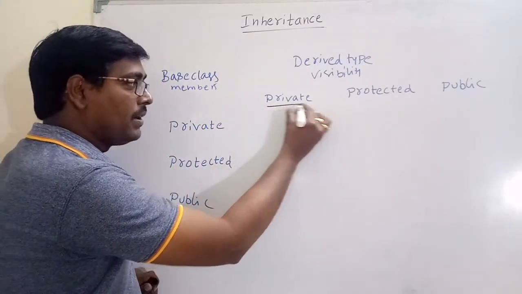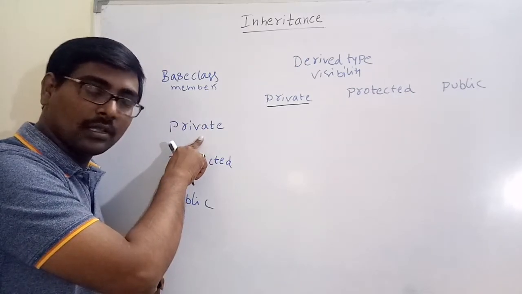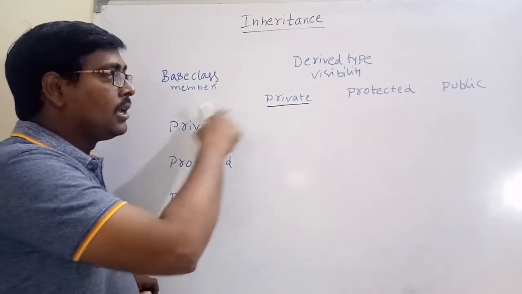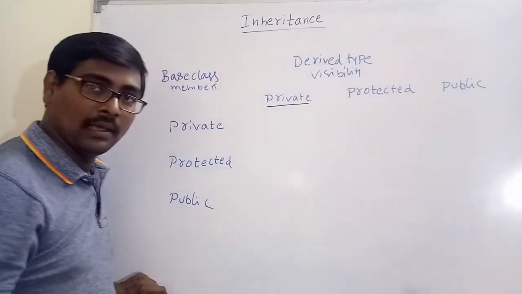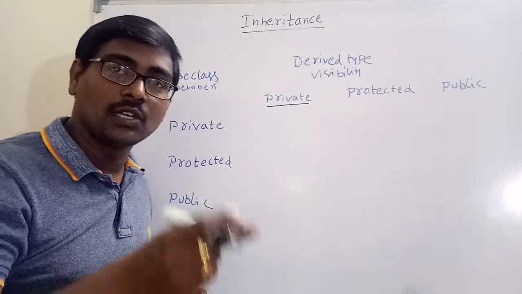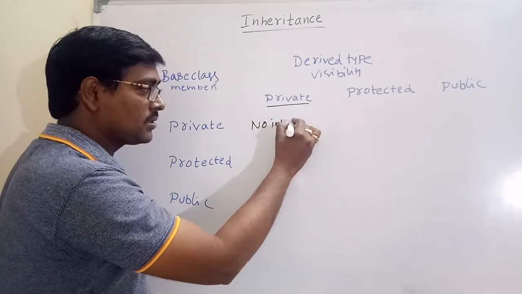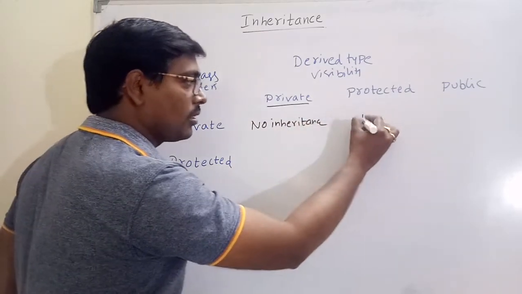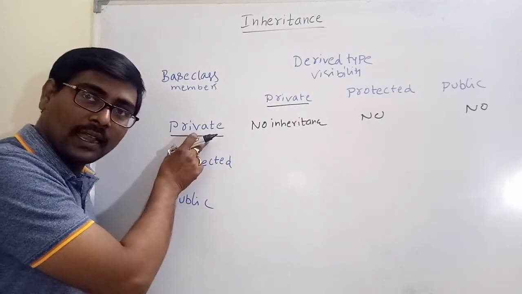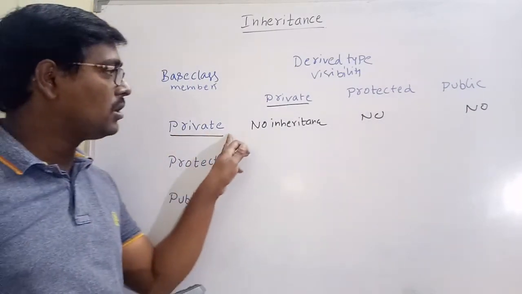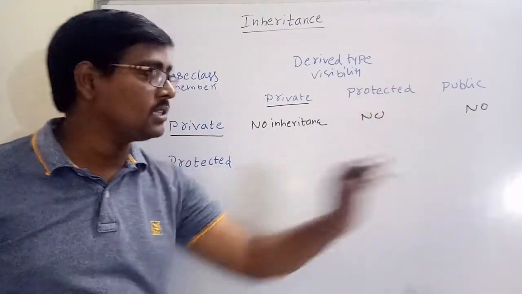If the base class member is private, whether you derive privately, protectedly or publicly, the private members are accessed within the class only. That means no inheritance. If the member of a class is private, it is not possible to inherit it in the child class.